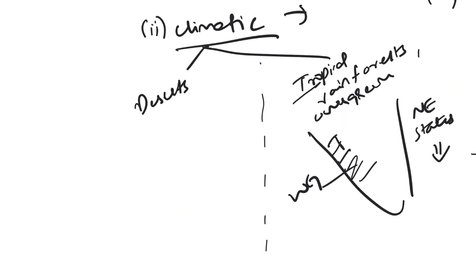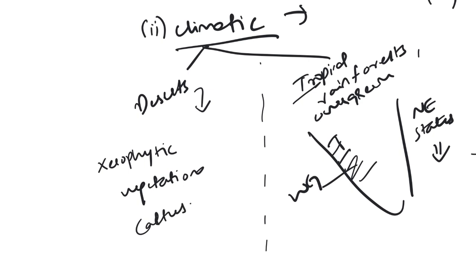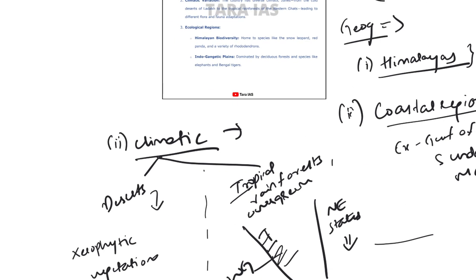So we'll come to the next part, that is deserts, where you don't have any kind of rainfall. So here you find xerophytic type of vegetation, like cactus. Great Indian bustard, all those kinds of species are found in deserts. So your first demand is done.